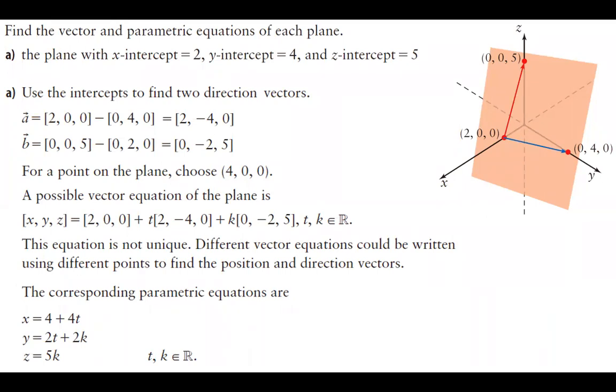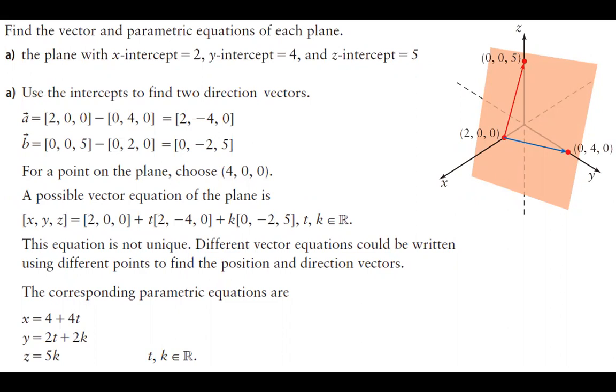And another direction vector that is parallel to this plane is (0, 0, 5) minus (0, 2, 0), which is (0, -2, 5). Okay, again, the solution here is not unique. You might have some other solutions, right? For example, you can also use (0, 4, 0) minus (2, 0, 0), right?